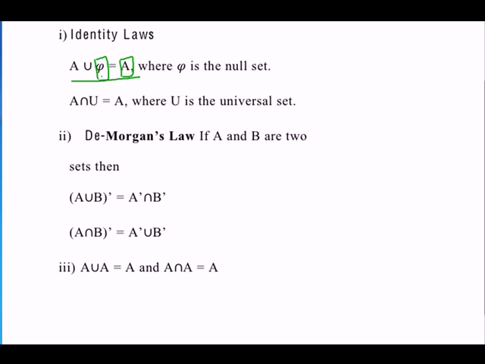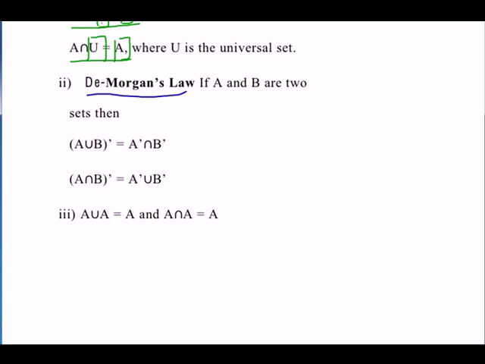And A intersection U is equal to A. Now U is the universal set that we previously discussed. So what's common between A and the universal set is essentially the elements of A itself. And then we have the famous De Morgan's laws. There are other variations of these as well, but we'll just focus on what we need for the test.